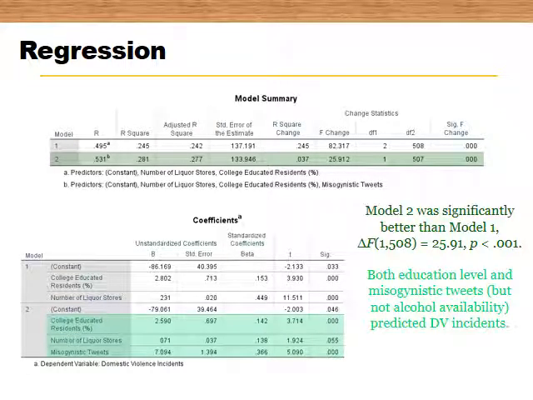If we look at our coefficients table, we see that college education is still a significant predictor of domestic violence incidents. Liquor stores, however, is no longer a significant predictor, statistically speaking. And finally, misogynistic tweets was indeed a significant positive predictor of domestic violence. Regions that had more misogynistic tweets also tended to have more reported incidents of domestic violence.